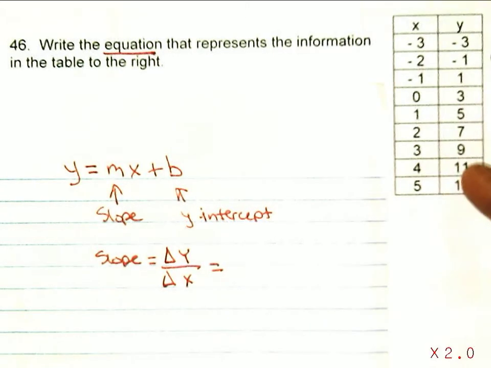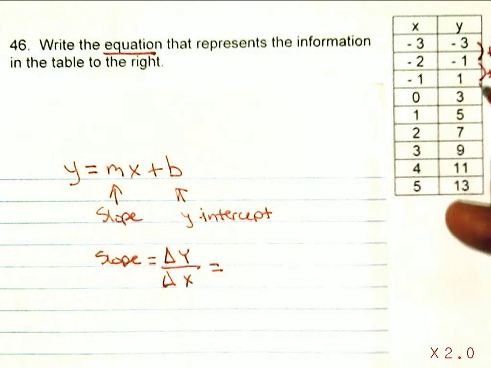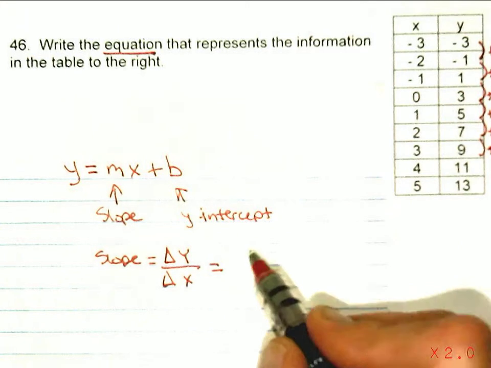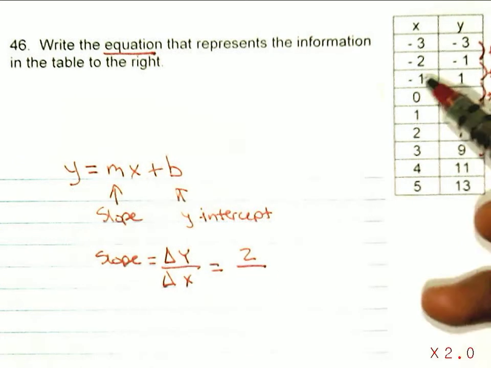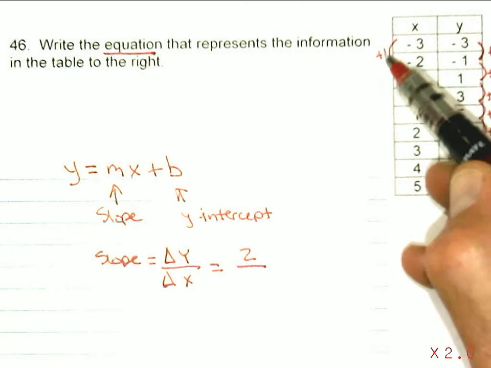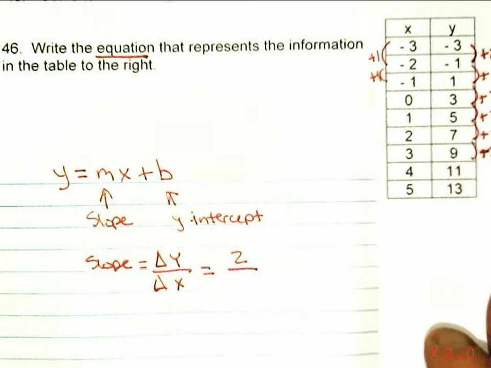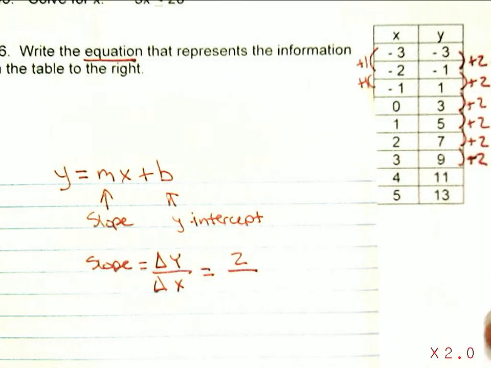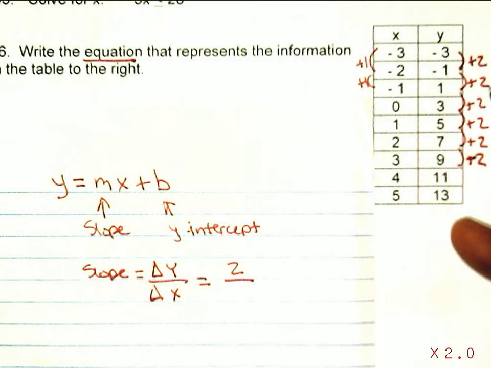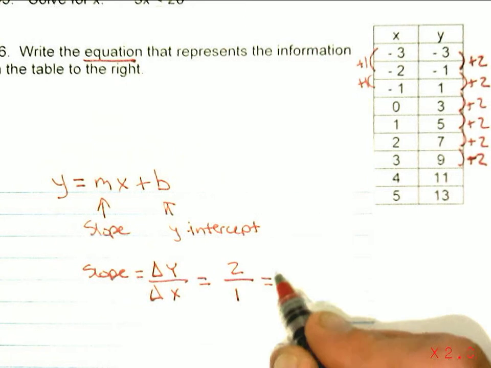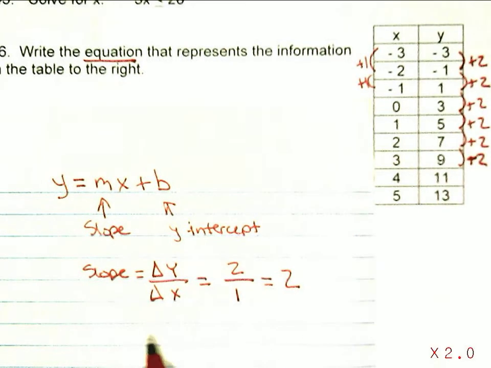So if I go to my table and look, it goes up 2 and then up 2, so it goes up 2 every time. From 5 to 7 is 2 more, from 7 to 9. So I know it's going up 2, so the y values are increasing by 2 while the x values are increasing by 1 each. You can see they all go up 1 at a time. So my y values went up by 2. My x values are going up by 1. And so my slope is simply 2 divided by 1, or 2. So I have at least that part of the equation.